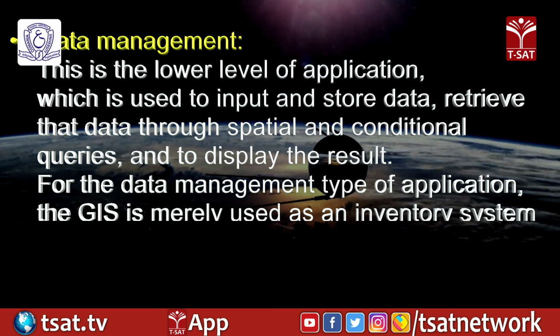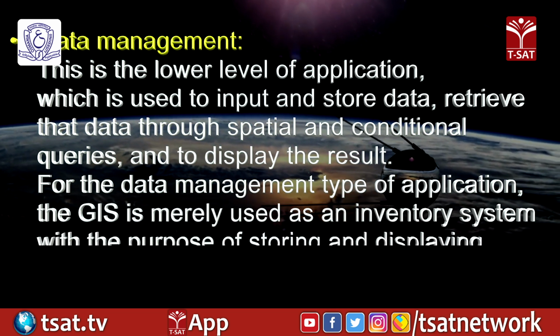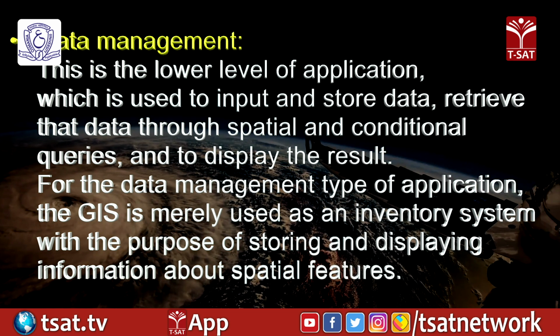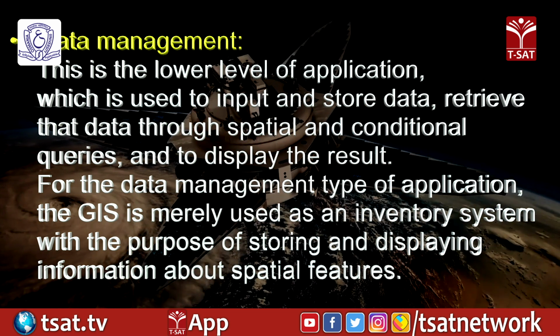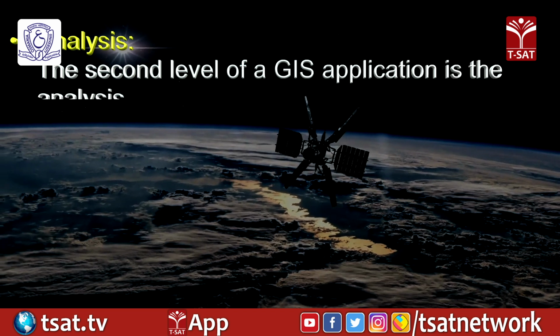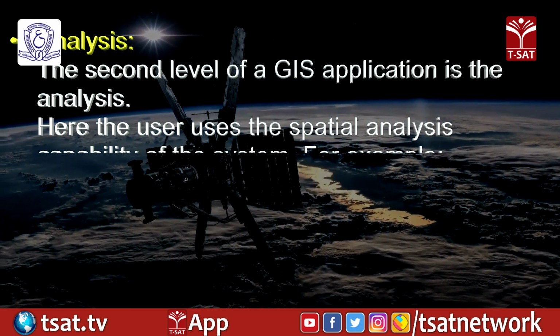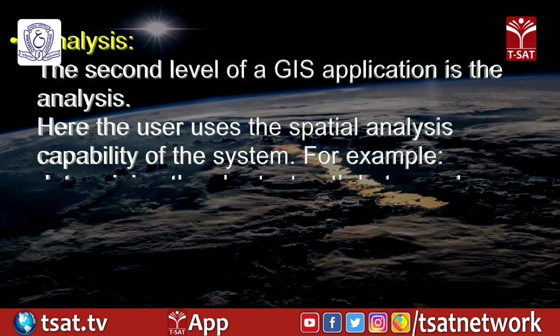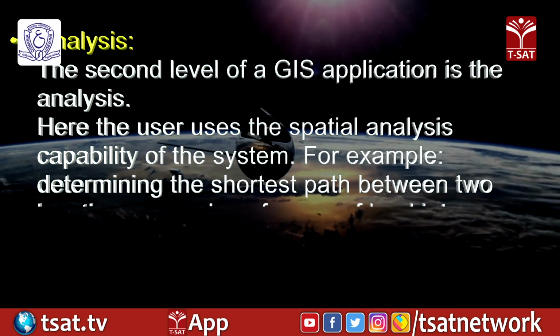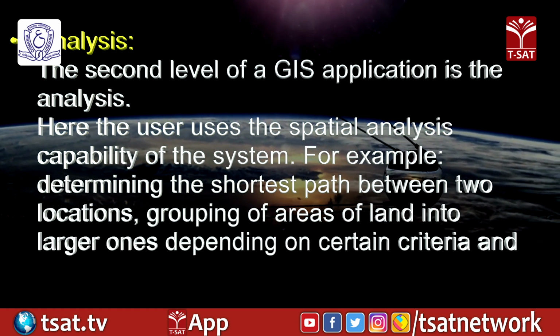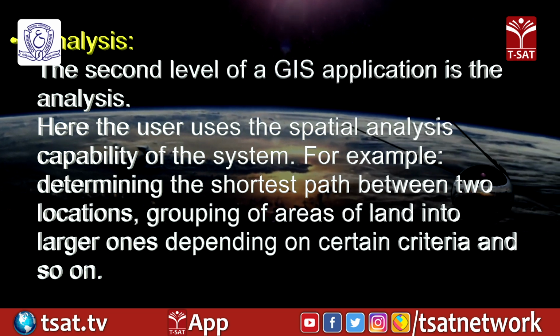For the data management type of application, the GIS is merely used as an inventory system with the purpose of storing and displaying information about spatial features. These features include width, the number of lanes, and the traffic count for a particular highway. Analysis. The second level of GIS application is the analysis. Here, the user uses the spatial analysis capability of the system. For example, determining the shortest path between two locations, grouping areas of land into larger ones depending upon the concerned criteria and so on.